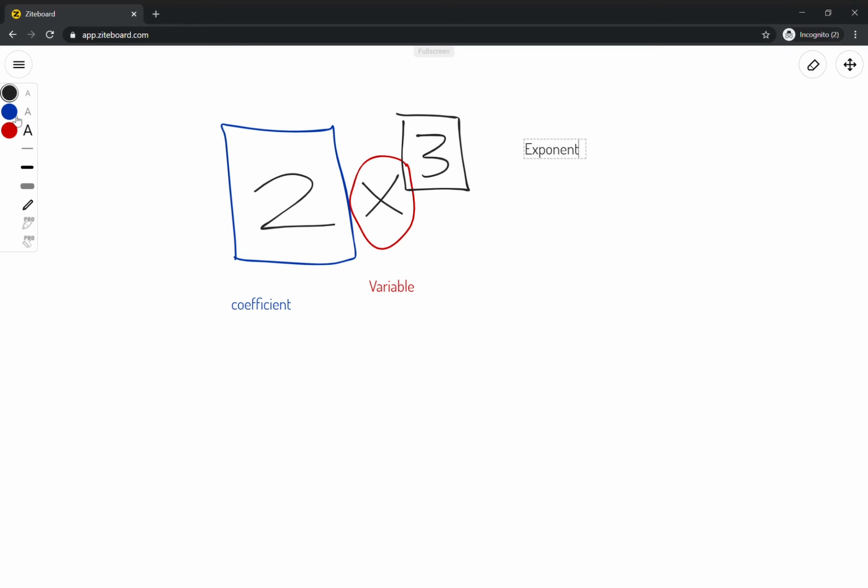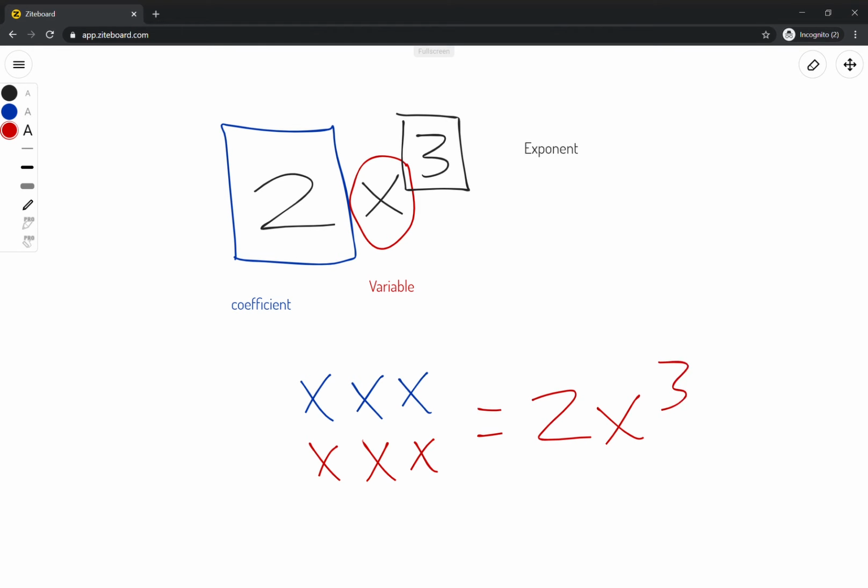So let's show this term 2x cubed visually. So first, if you hide the 2 and you just see x cubed, that's basically telling you to write out x multiplied by itself 3 times. So x times x times x. Now, since there are 2 of them, you can think of it as this. So x times x times x, and these values are being added to get 2x cubed.